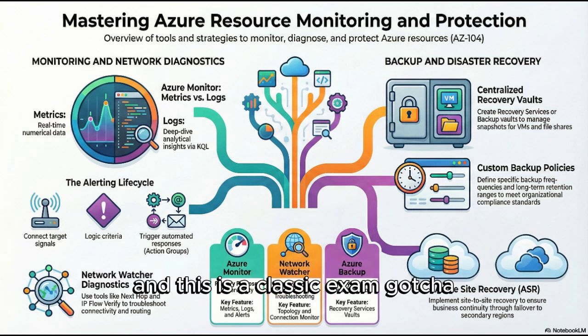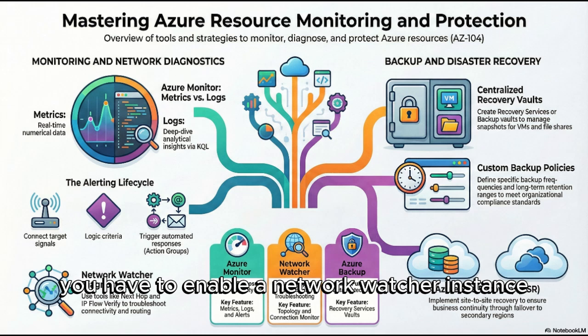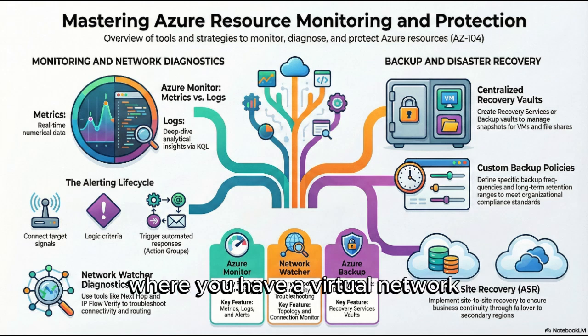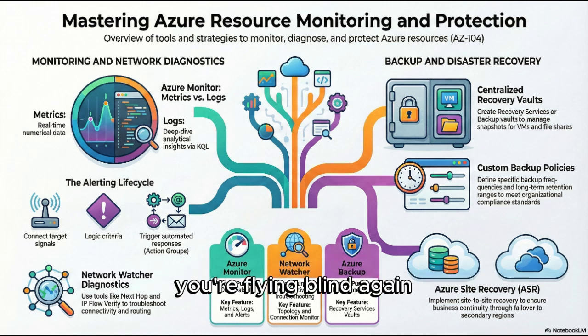No, and this is a classic exam gotcha. Network Watcher is a regional service. You have to enable a Network Watcher instance in every single region where you have a virtual network. If your VNet is in West US and your Watcher is only in East US, you can't troubleshoot the West US network at all. You're flying blind again. Totally blind.